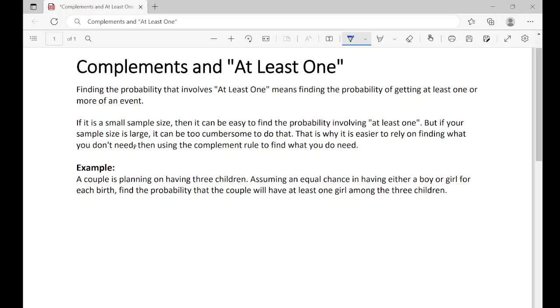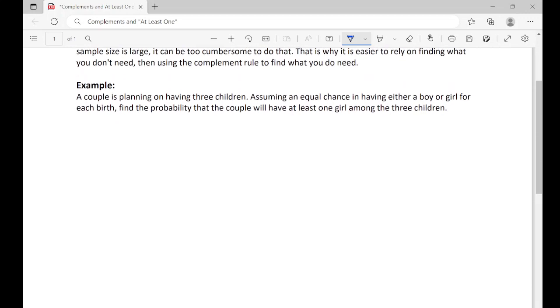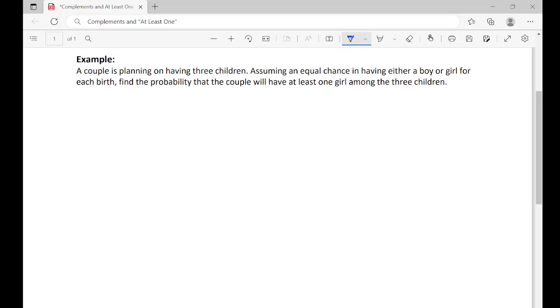But if your sample size is large or it's unknown, it can be a little bit too cumbersome to do that. That's why it's easier to rely on finding out what you do not need and then use the complement rule to find out what you do need. So take out what you don't need and then use the complement rule to get what you do need, and you have your probability. But let's see that in action, because that sounds a little bit weird.